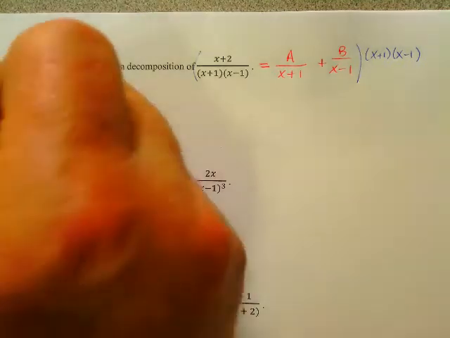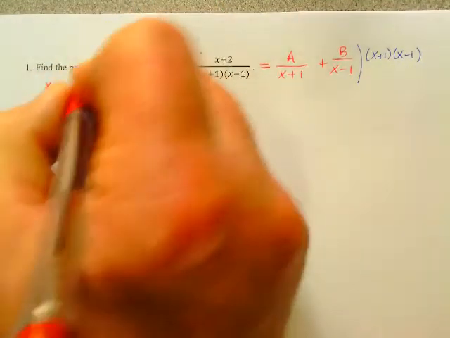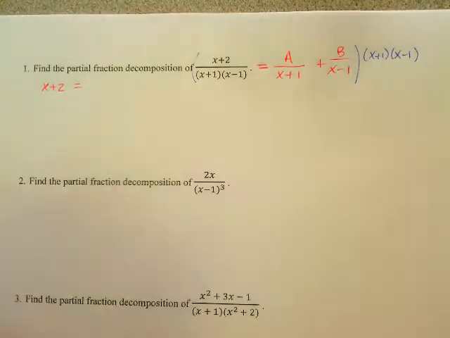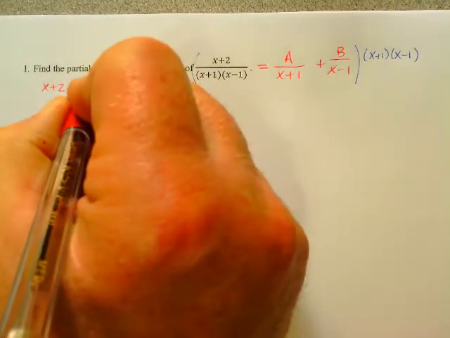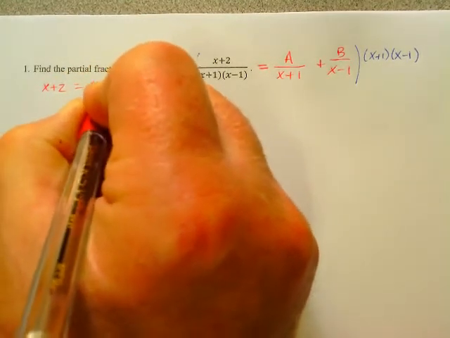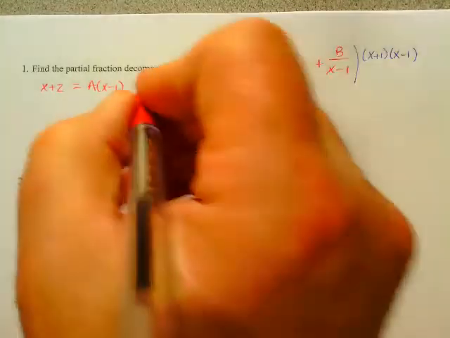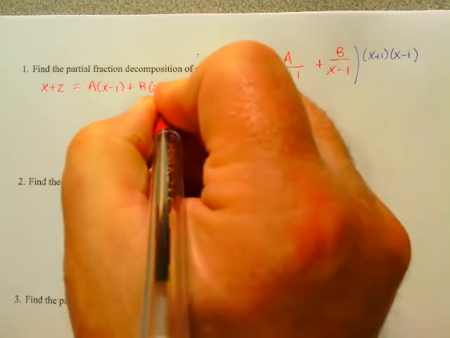And if we do that, it'll leave us with x plus 2 equal to, so again, these two will cancel and just leave us with the x plus 2. Here we'll cancel out the x plus 1, so we're going to have a times x subtract 1, and then the x subtract 1 will cancel out, and we'll be left with b times x plus 1.